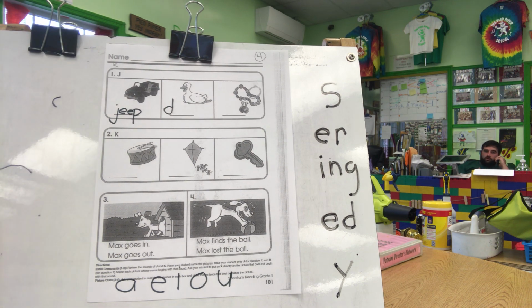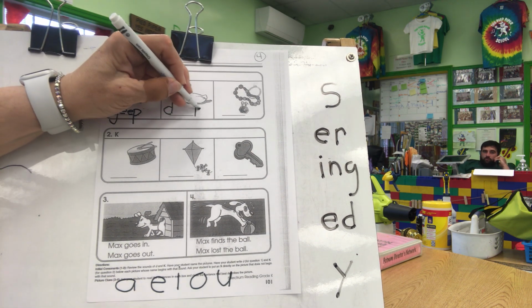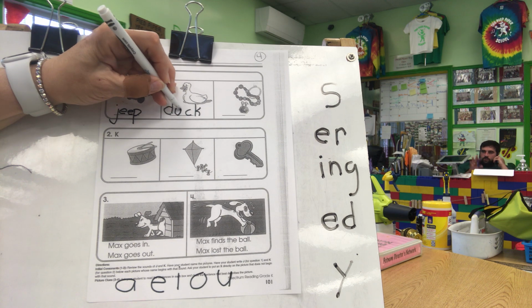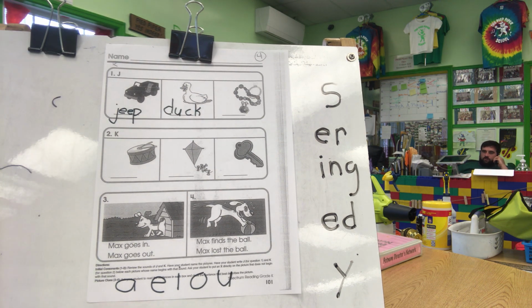All right, duck begins with a D. What does it end with? Duck. K. I hear the K. But the C and the K together make that hard K sound. And what's the vowel in between? Under. Up. There's a U. You've got it. Good job on duck.